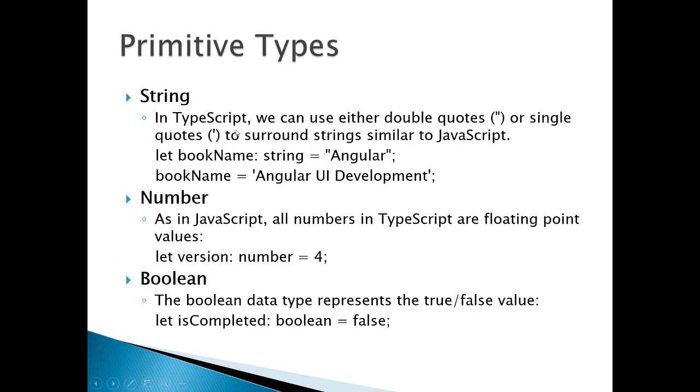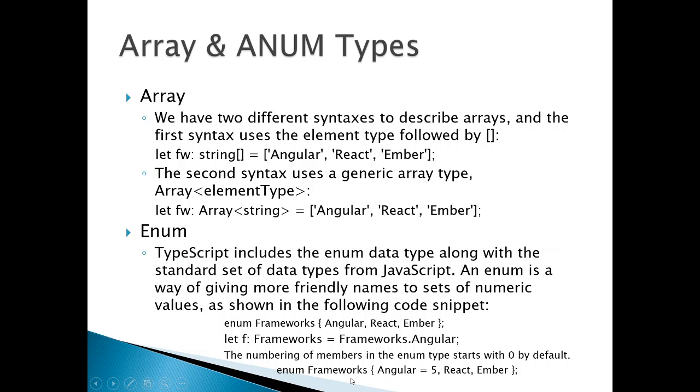This is a string. It is very easy for you to understand. Name of the variable, string, and the value, or you can directly assign a new value. Same for the number, you can assign the value, or for the boolean you can assign the true false value. Array, you can declare in this way: array of string, or you directly provide the value, or you can write it in this way: array string and provide the value. These are all acceptable ways to define the array.